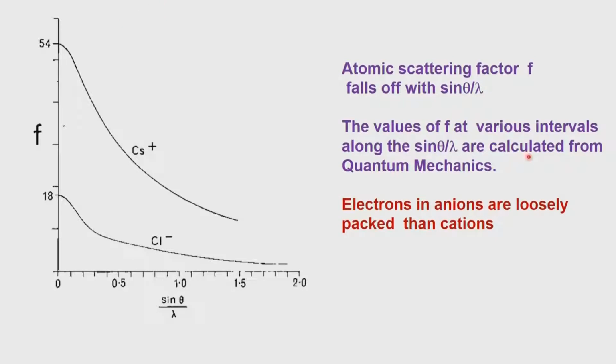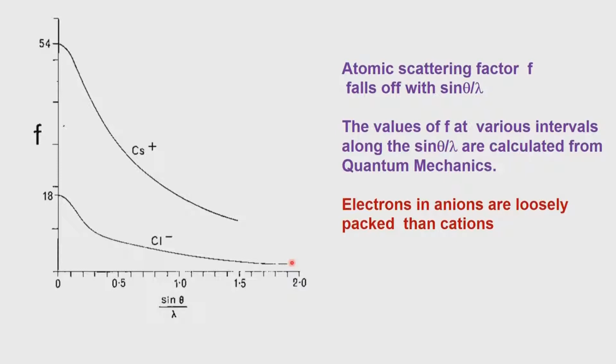In fact, the values of f at various intervals along the sin theta by lambda are calculated from quantum mechanics. So, we make use of quantum mechanical methodology to calculate every value. That means we go in intervals of, let us say, 0.02 and calculate how the f value varies with respect to the scattering angle. It will fall off with respect to that and come down fairly rapidly, and then more or less stabilize at higher angles.